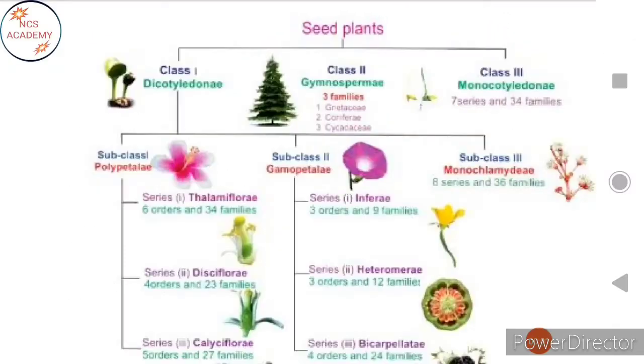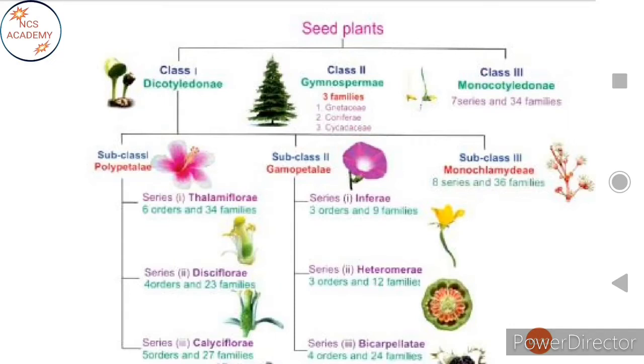Dear students, today we are going to discuss the 11th standard Botany, lesson 5, Taxonomy and Systematics, in which we are going to discuss some important questions. First question: where will you place the plants which contain two cotyledons with a cup-shaped thalamus?